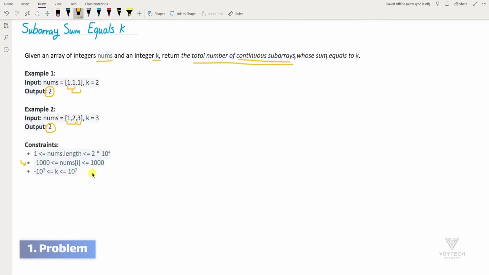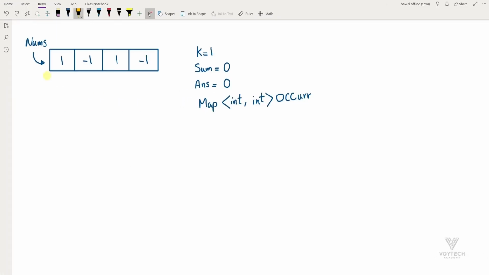Now, let's take a look at the suitable algorithm that we can solve this problem with. To understand the algorithm better, let me explain it with an example. Consider this is the nums array that we have, and k equals 1. We need 3 variables to solve this problem. The first variable is called sum, and it shows the sum of the numbers from the beginning of the nums array to the current index.